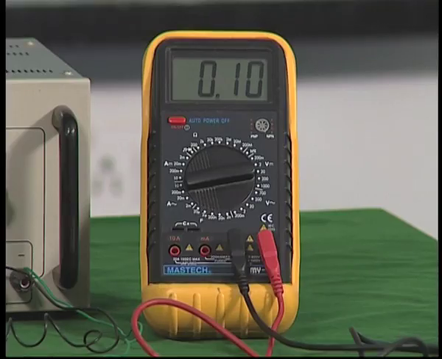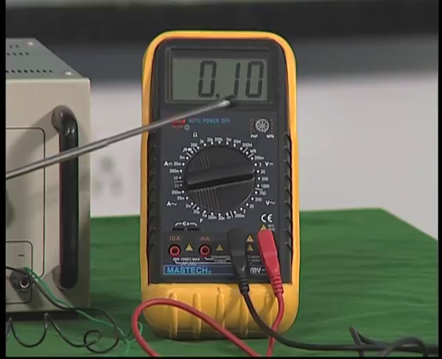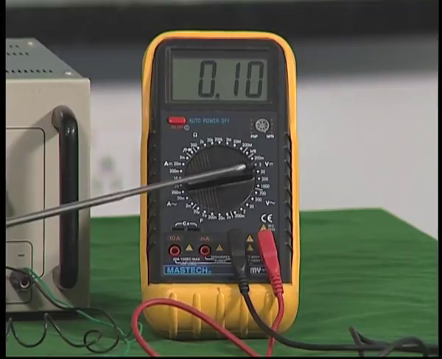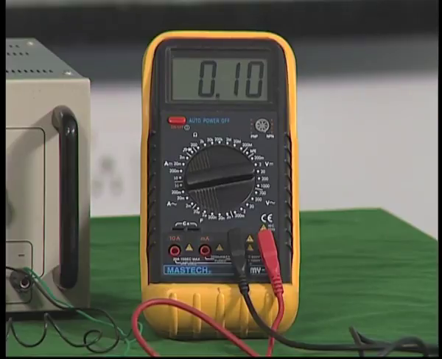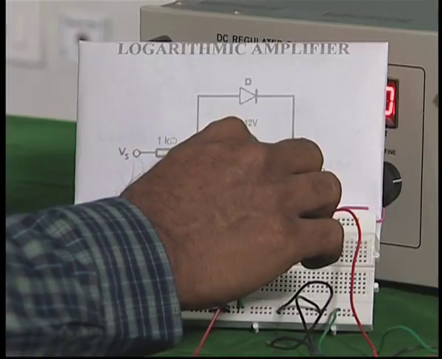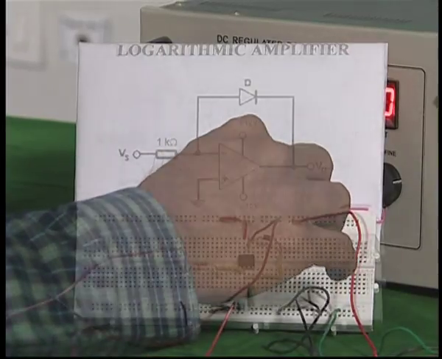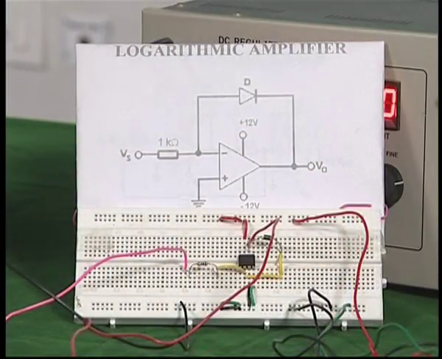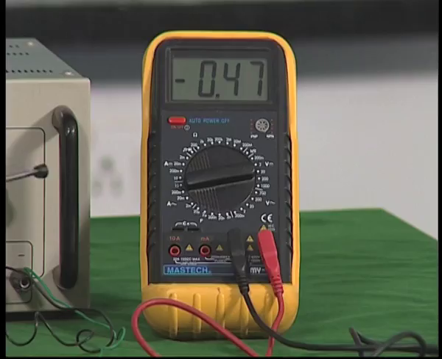So, it is about 0.1, and 0.1 means 100 millivolt, in the voltage range. When I have 100 millivolt, I will again change the multimeter to the output point. I have connected at the output point, and you can see the output is about 0.48. So, when I have 100 millivolt, it is around 0.48.